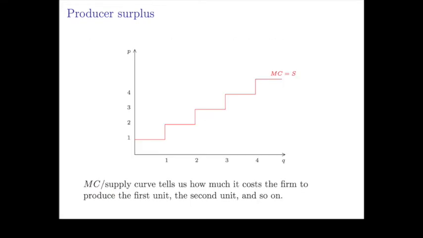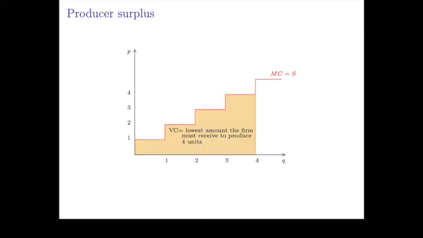So let's suppose we had a supply curve that looked like this, or marginal cost curve that looked like this. At each point, it tells us what the cost is to produce one more unit. So the cost of producing the first unit is 1, cost of producing the second unit is 2, third unit is 3, and so forth. So the variable cost of producing 4 units is the area below the marginal cost curve. So if we produce 4 units, our total variable cost is, well, the variable cost for producing the first unit plus the second unit, third unit, fourth unit. So we add those all together to get the total variable cost.